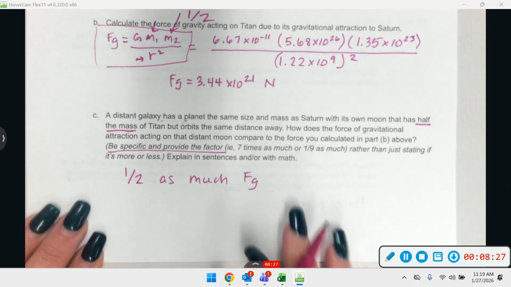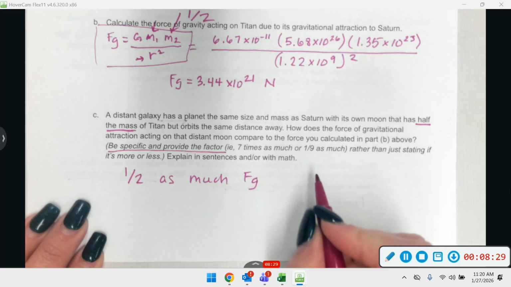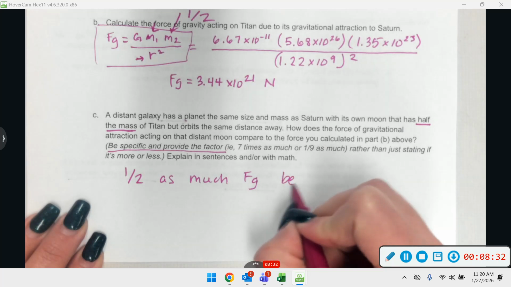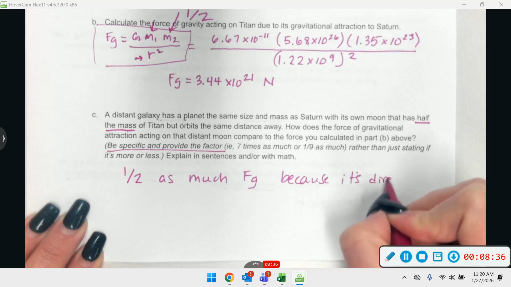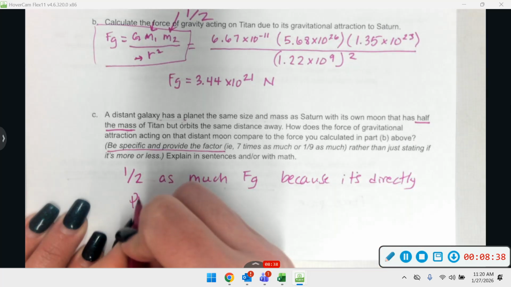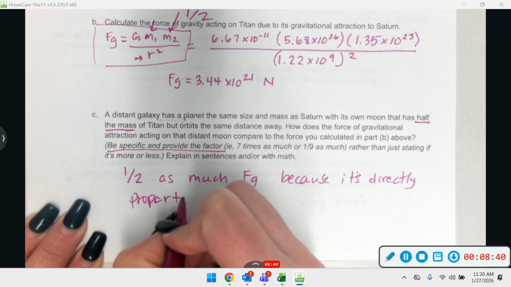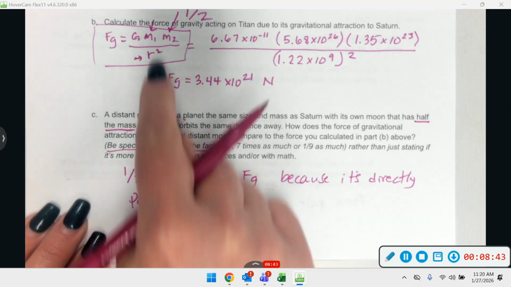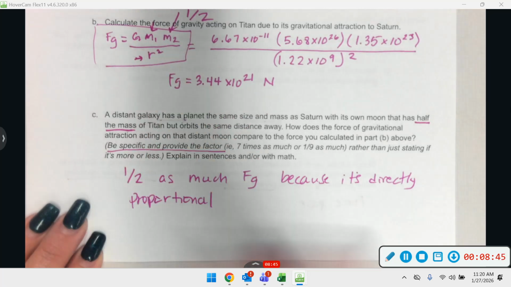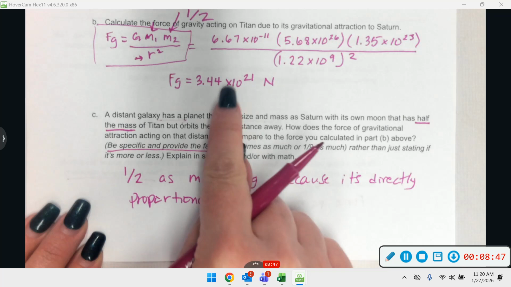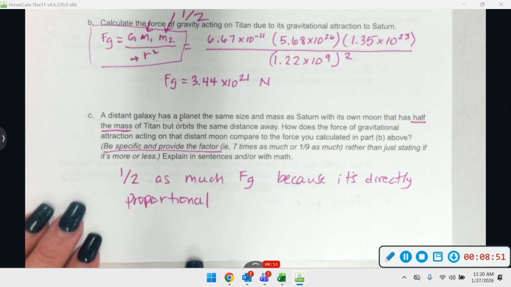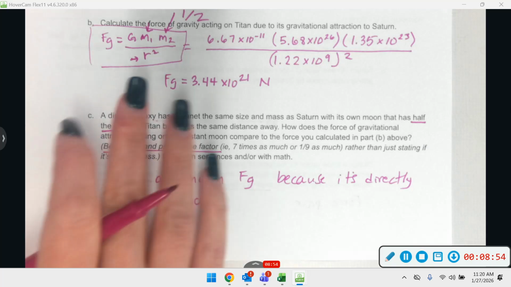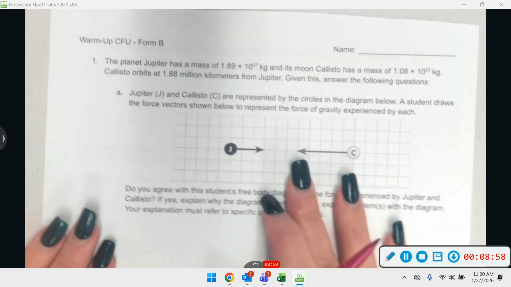And you can explain that with mass or with sentences. And you could say because it's directly proportional. You could even solve it if you wanted to, because your explanation here could include the math. You could resolve it and have half the value here, but you will get half as much of this. All right, so again, how does the force compare? Half as much, directly proportional relationship. All right, that was Form A. So here is Form B.